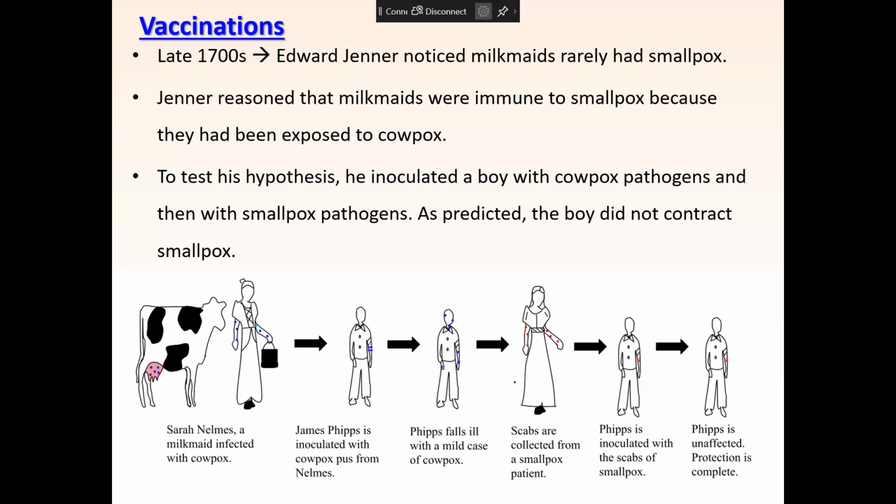Same concept. So to test this, you can't do these tests anymore. You can't expose children to cowpox and then actual smallpox. But at the time, there were no regulations. So he exposed boys. I'm sure it's not just one, right? I'm sure there were losses. He exposed a boy to cowpox, and I don't know if he waited 3 weeks. I don't think the knowledge was there at all. But then he exposed the kid to smallpox, and the boy did not suffer the deadly effects of the smallpox.